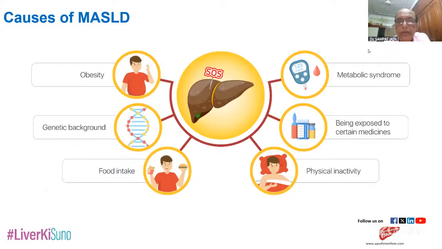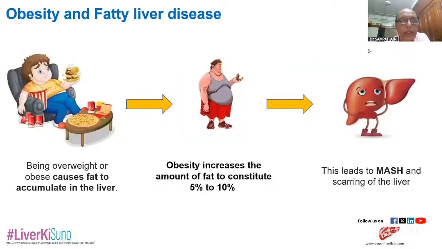What are the causes of this MASLD? The most important cause is our food habits, eating junk foods, fried foods, physical inactivity, metabolic syndromes, obesity, genetic background, and being exposed to certain medications. These are the common causes of MASLD. The obesity and the fatty liver disease. Being overweight or obese causes fat to accumulate in the liver due to the eating pattern, sedentary lifestyle. So obesity increases the amount of fat to constitute more than 5 to 10%. And this leads to MASH and scarring of the liver.